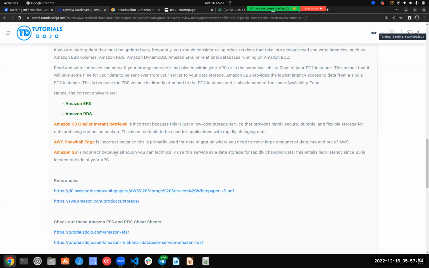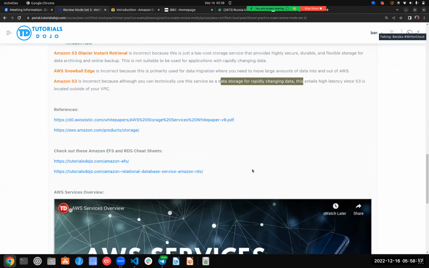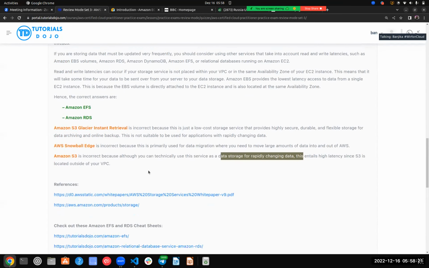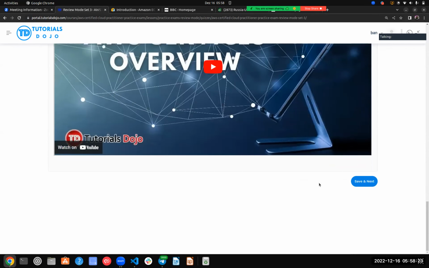They say here that although you can technically use S3 as a data storage for rapidly changing data, this entails high latency. Rapidly changing data. I don't know why they say so for S3, but yeah. Okay. There'll be no EFS and RDS will go. All right, good.